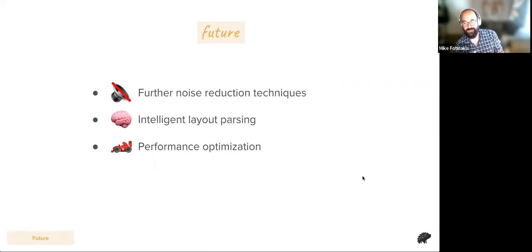We're always looking for ways to improve the differ. So improvements are coming to further advance the noise reduction techniques and show you only diffs that you care about. We're working on intelligent layout parsing to be more flexible in how we display diffs. And of course, we're always thinking about speed and performance optimizations. It's a big part of Percy and how we think that visual testing has to be continuous and fast.